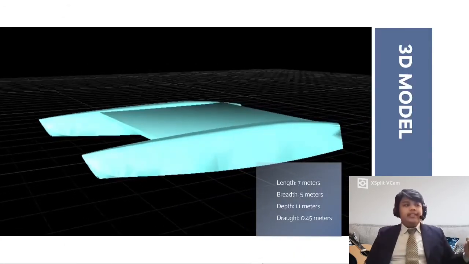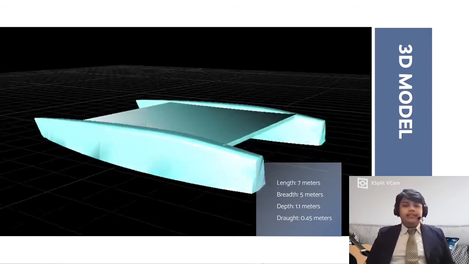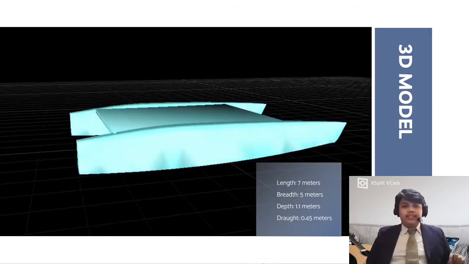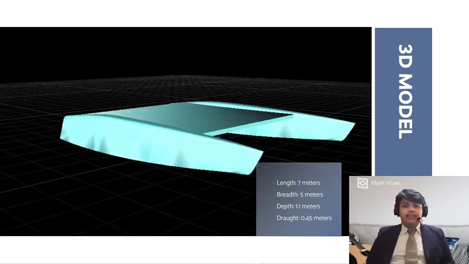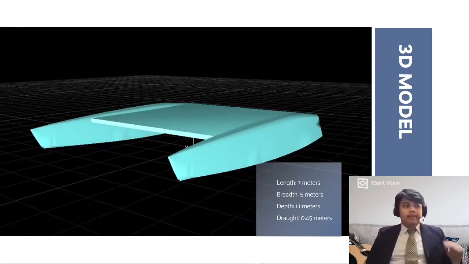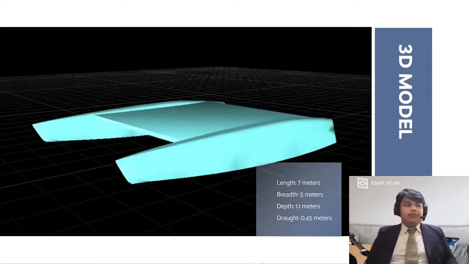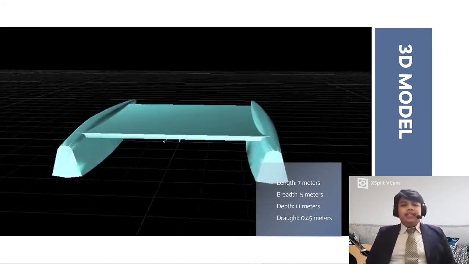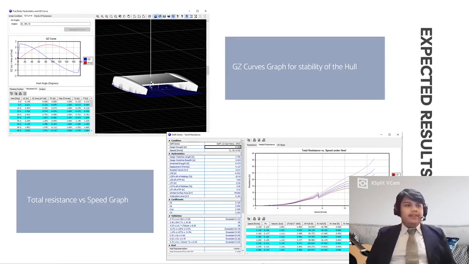So this is the 3D model of the vessel, the catamaran vessel. The specification: it has a length of 7 meters with a breadth of 5 meters. The depth is 1.1 meters and the draught is 0.45 meters. The draught is the depth of the vessel that is submerged in the water. So these are the expected results.